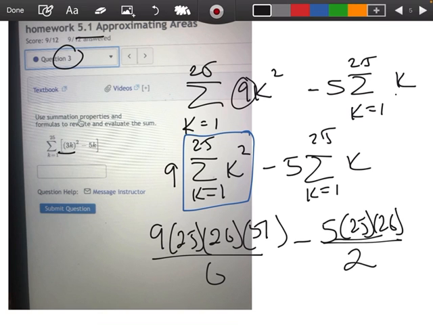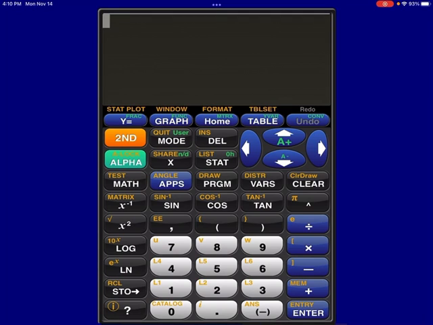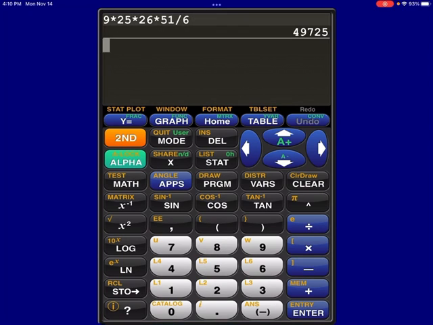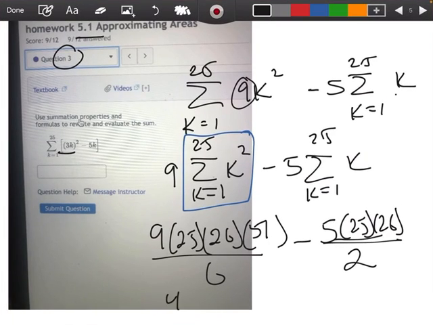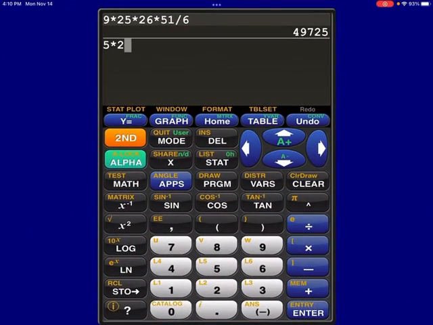So what am I going to do? I'm going to use my calculator to do this part, right? 9 times 25 times 26 times 51 divided by 6. Okay, let's clear this out. 9 times 25 times 26 times 51, all divided by 6. 49,725. Minus 5 times 25 times 26 divided by 2. 650.